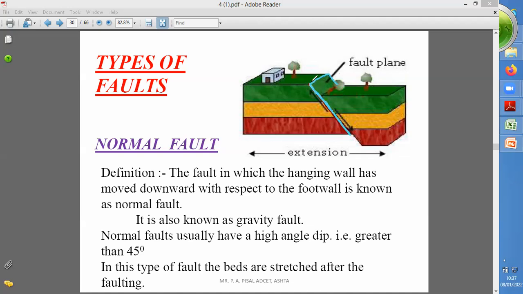So on this fault plane, this is the block which rests above the fault plane. So this block is considered as a hanging wall. And this block which is present below the fault plane is considered as a foot wall. Just wait, I will write here foot wall, and this is the hanging wall. So what is the definition of normal fault? The fault in which hanging wall has moved downward with respect to foot wall.